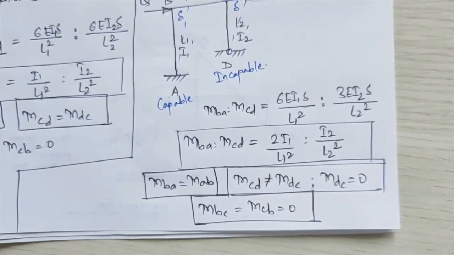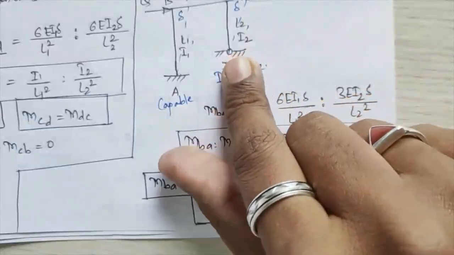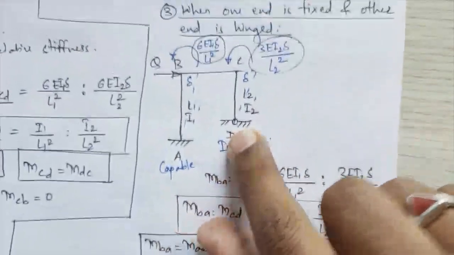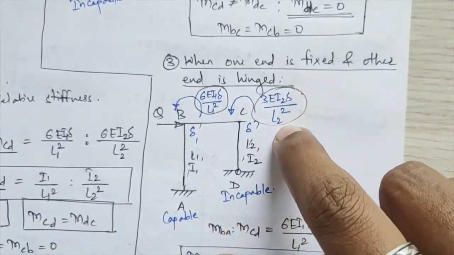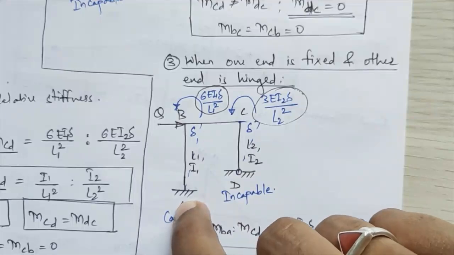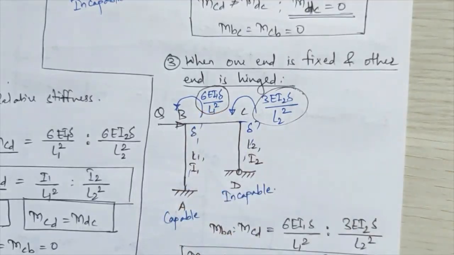Only one concept you have to remember here. If your support is a hinge support, at that time the translation rotation you are going to take is the value 3EI delta upon L square, and if your support is a capable support, at that time you are going to take the translation rotation value equal to 6EI delta divided by L square. So this is the only concept that gets changed in the numericals of non-sway frames.